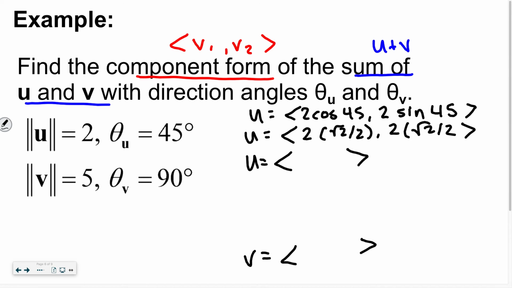Okay, I see varying levels of comfort as I go around the room. Some people are writing down each individual step. Some people know their unit circle really well, so they're able to do some of that in their head. Cool. Either of those is fine with me.